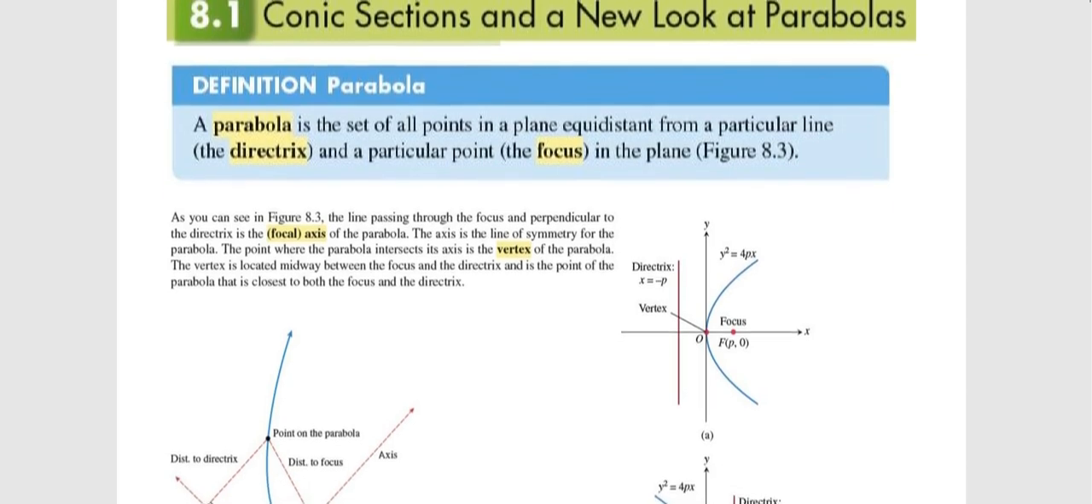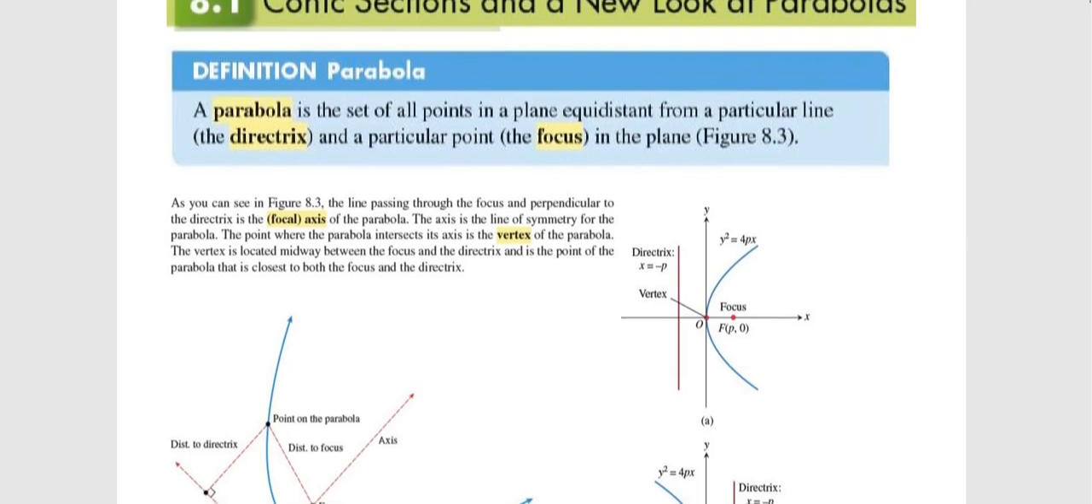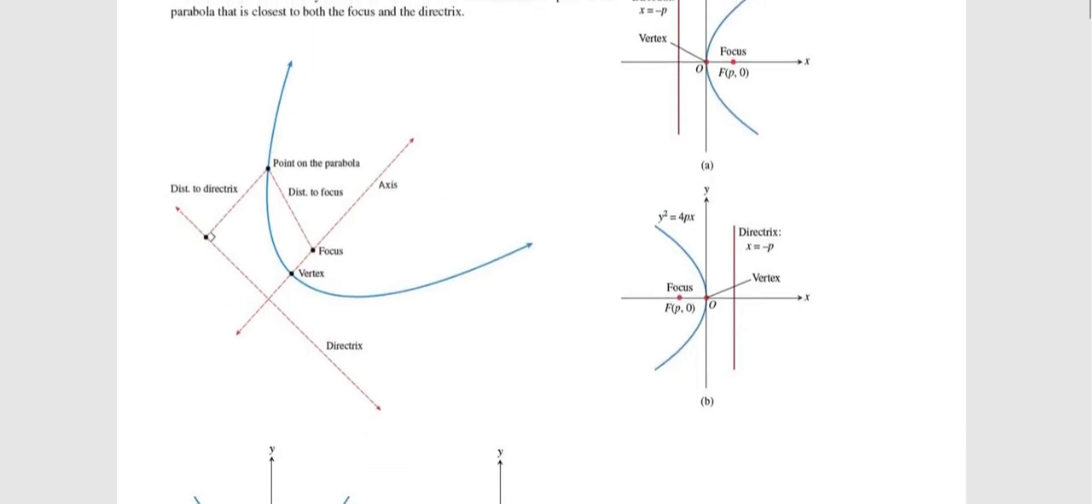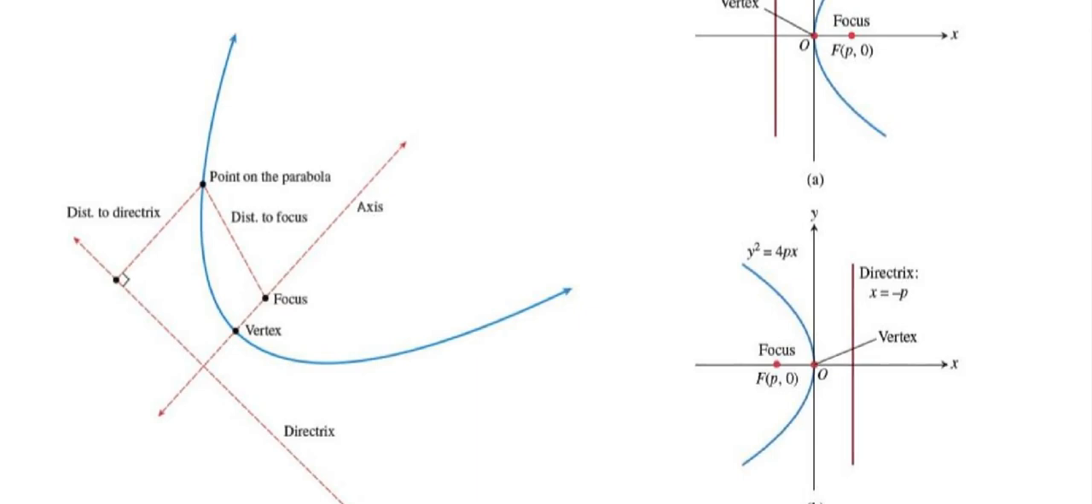Okay, so what does that really mean? Equal distance from a line and a point. The line called the directrix and the point called the focus. Okay, well, that's what we're about to explain.